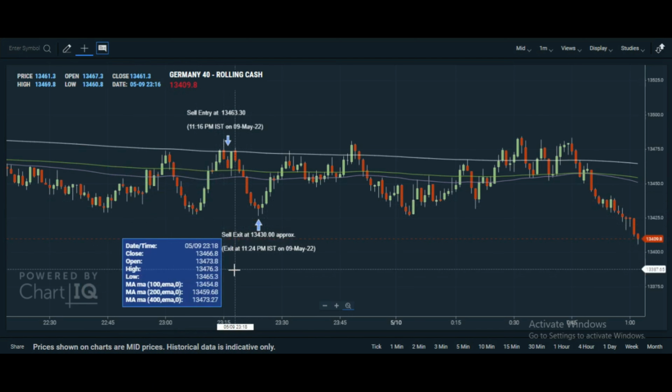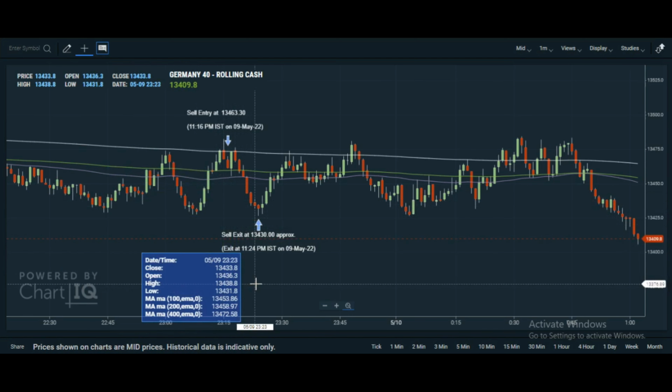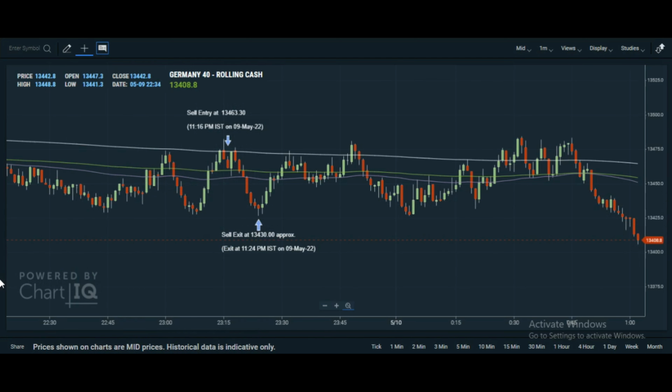So it was a trade of 8 minutes and it was executed and closed beautifully, leading to profits of around $30, exactly $32.5. Exactly, I have sold one quantity of it.